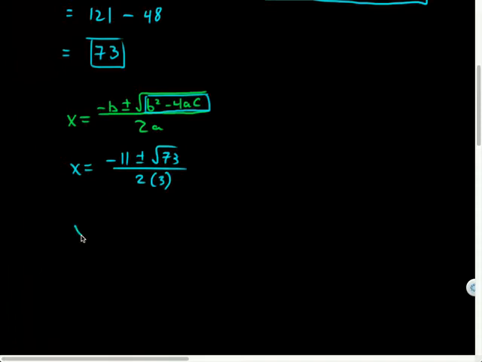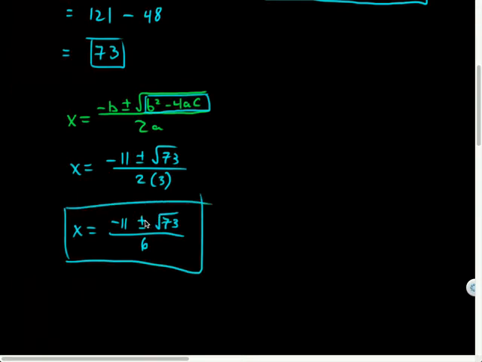So let's simplify this a little bit. x equals negative 11 plus or minus the square root of 73. I don't think there's a perfect square that I could break that into. It's not negative, so I don't have to pull its i out. 2 times 3 is 6, and I can't simplify anything else. So those are my 2 solutions. Notice 2 of them there, just like that.